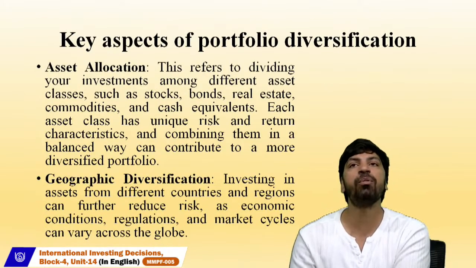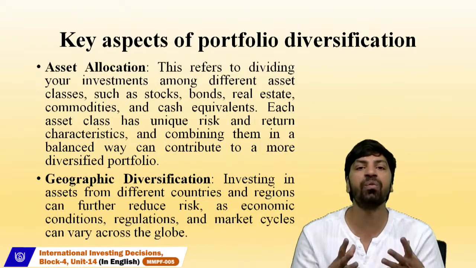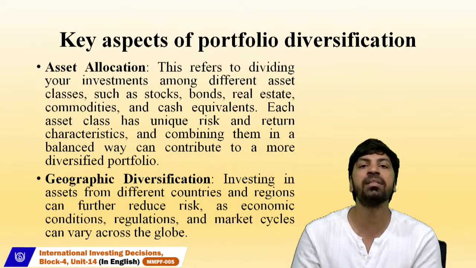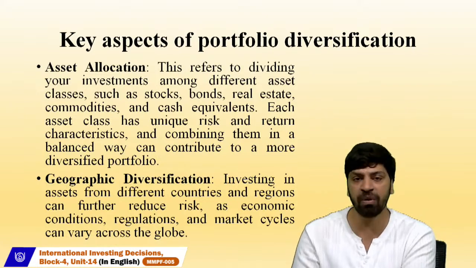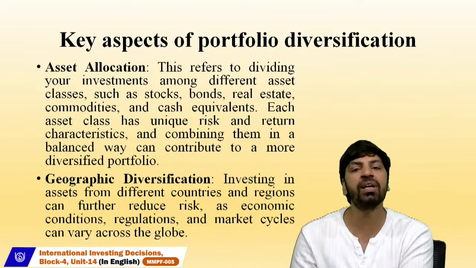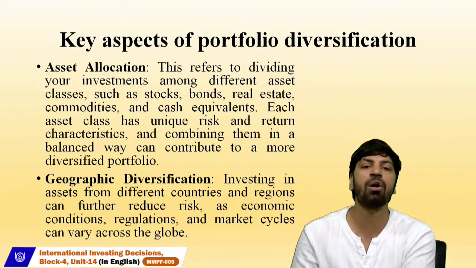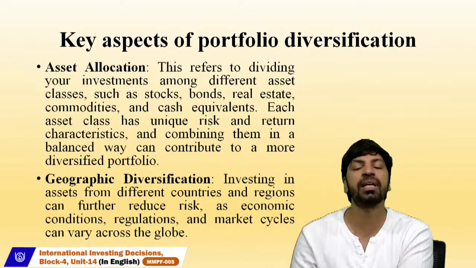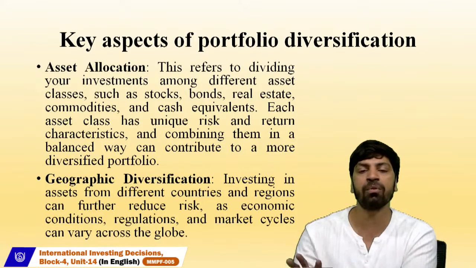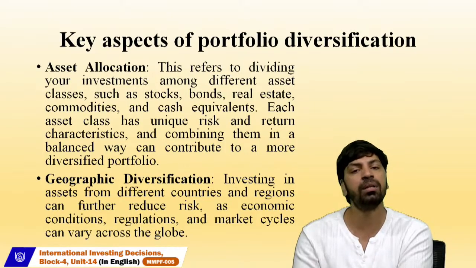Key aspect of portfolio diversification: asset allocation. It means dividing your investment among different asset classes like stocks, bonds, real estate, commodities, or other cash equivalents. Next one is geographic diversification. Investing in assets from different countries or regions can further reduce risk, because economic conditions, tax regulations, and market trends differ around the globe.